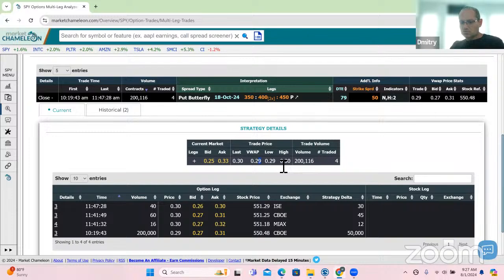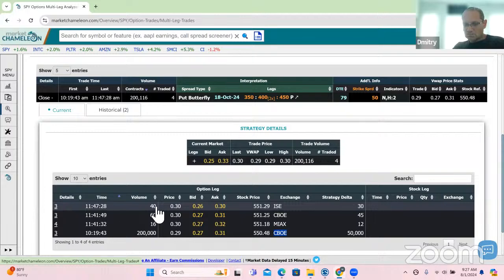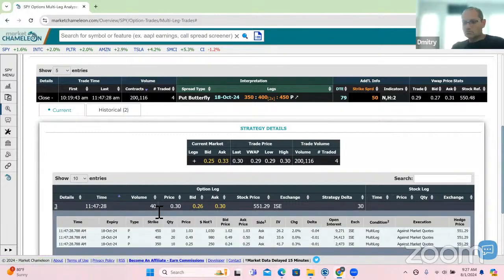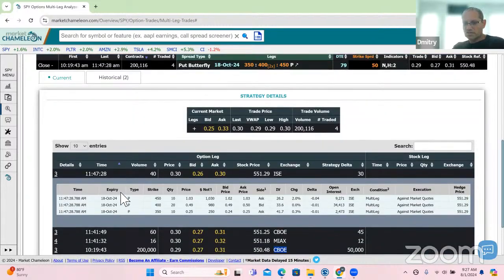And you could see the VWAP price, low and high. And this shows you the timestamps of the trade, 10:19:43, 200,000. 1141, 16 of them traded, 1141.49, 60 traded, 1147, 40 of them traded. These are the prices. These are the markets at the time. You could see it traded on 3 different exchanges, including CBOE, MIAX, and ICE. And if you click on these details, you're going to drill down even further. All right, now you got the details of each leg at that time.